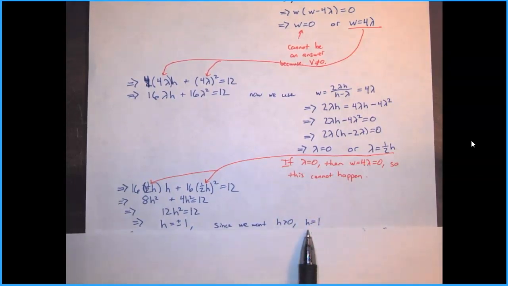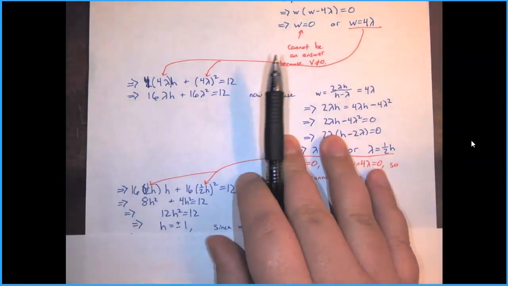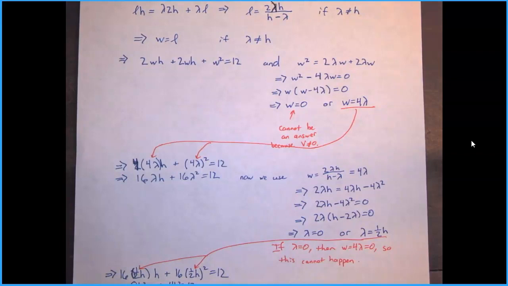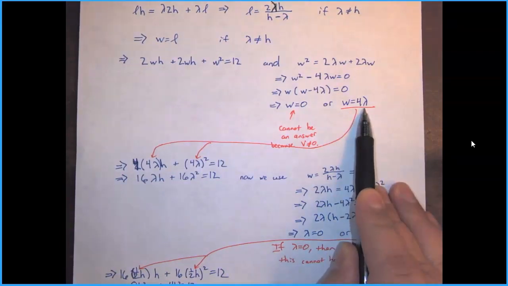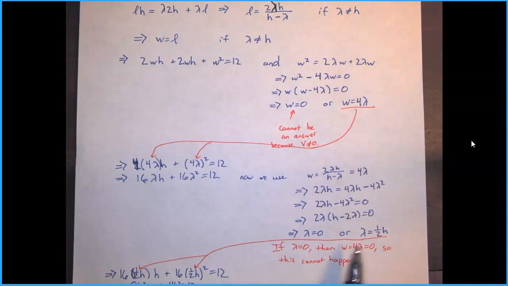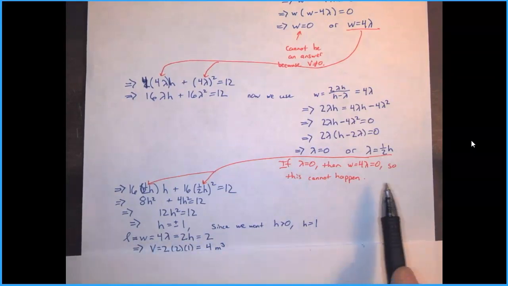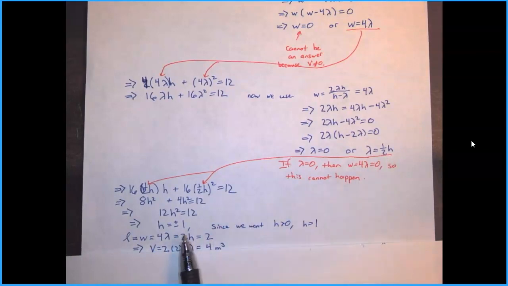So now I have h. I need to go back and figure out what the length and the width of this box is. So let me remind you that the width is equal to the length, and the width is equal to 4 lambda, and lambda is equal to 1/2 h. So using those three pieces of information, I know that L is equal to W, W is equal to 4 lambda, but lambda is equal to 1/2 h, so that means W and L are both equal to 2 times h. Since h is 1, W and L are both 2. This gives me a volume of 4 cubic meters.